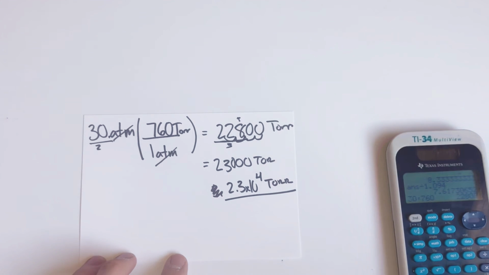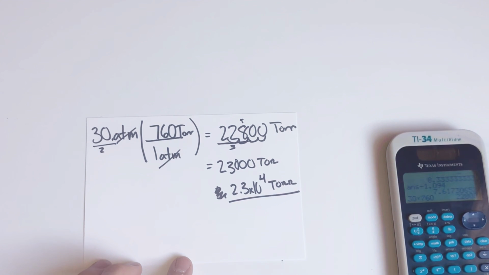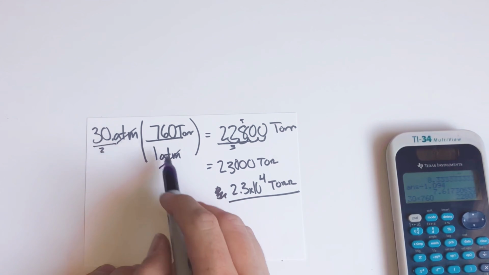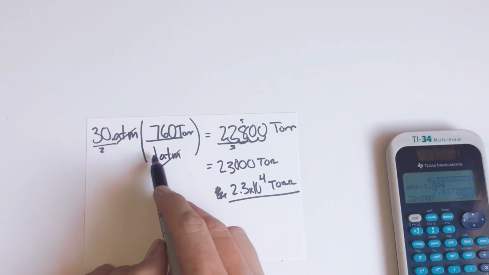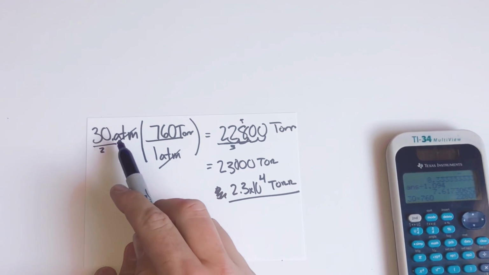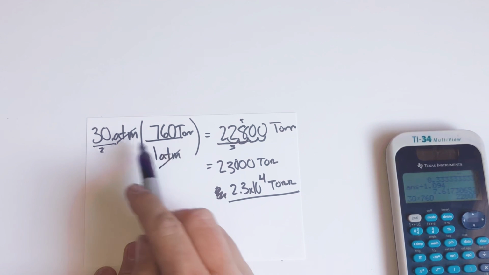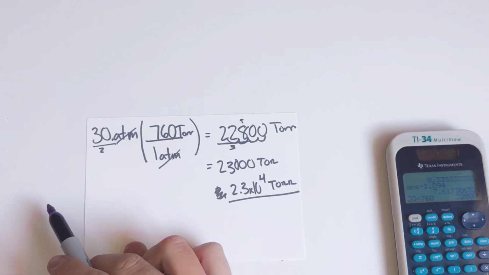The most important thing is just recognizing how this was done. I was able to go from ATMs to torr because you align this in a way that the units are going to cancel.